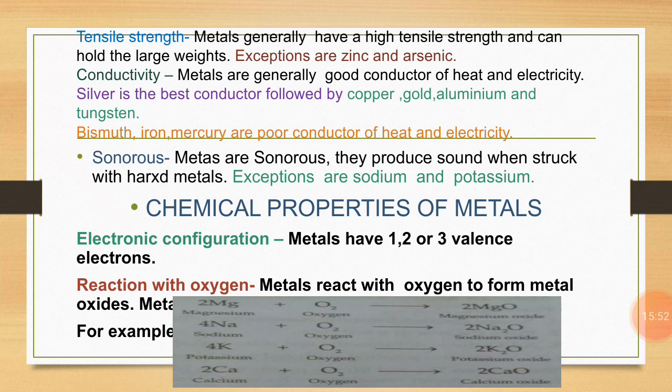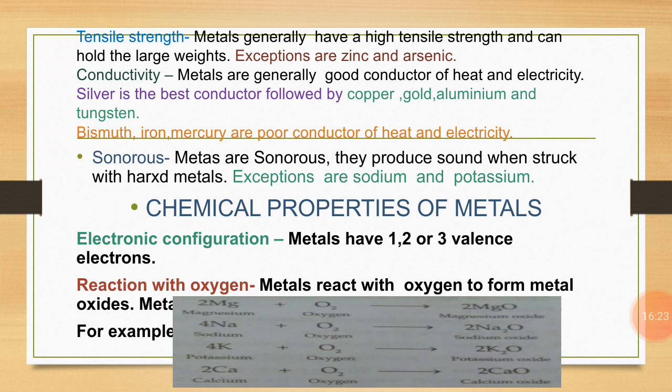In order to write the electronic configuration of a metal, we must know the atomic number of the element. For example, I am going to give you the example of sodium. We must know what the atomic number of sodium is. The atomic number of sodium is 11. So its electronic configuration is 2, 8, 1. So its outermost shell contains one electron.